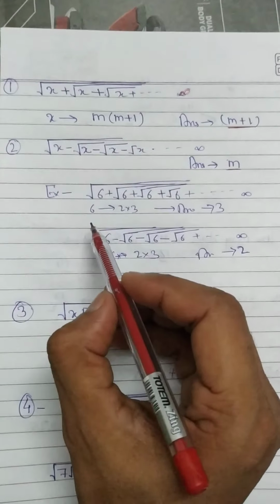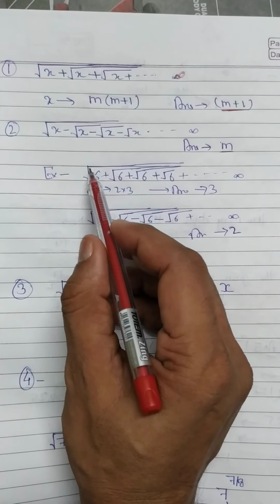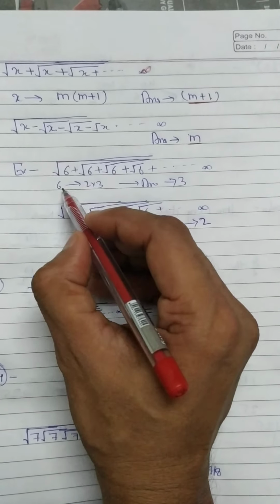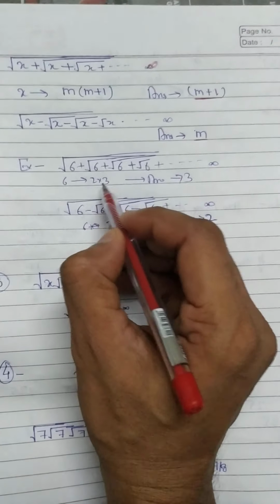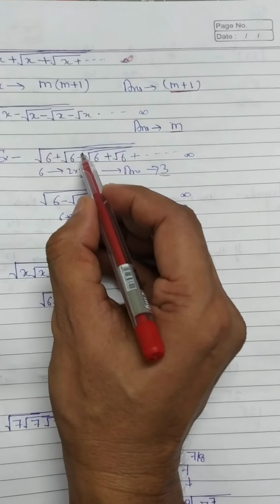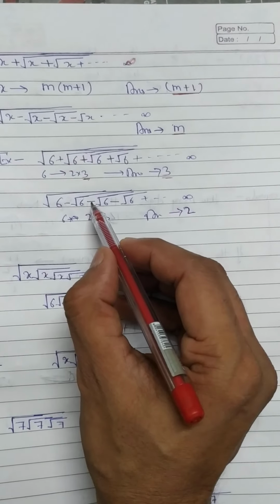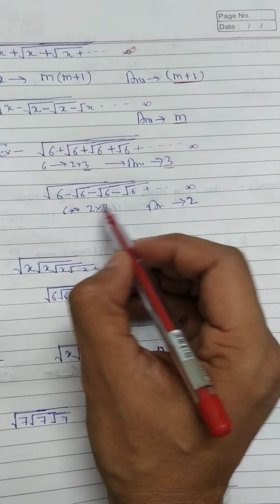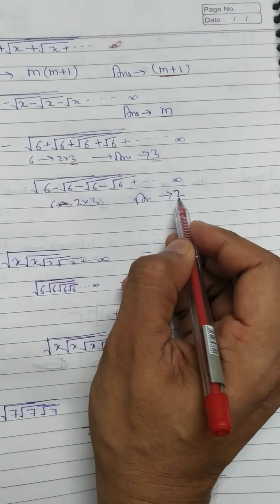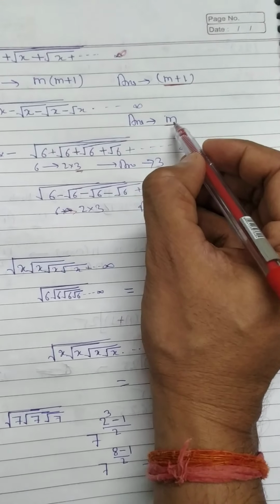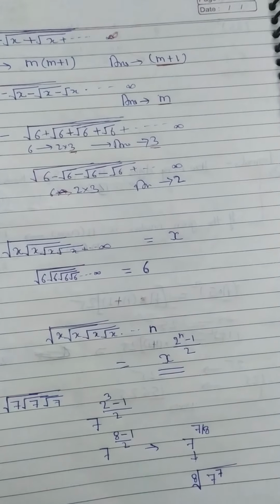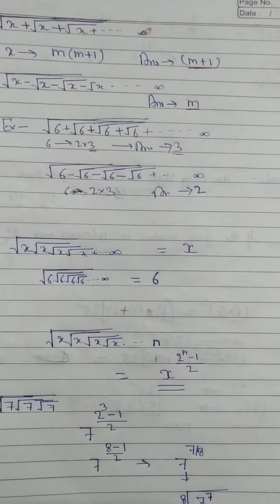Suppose we take one example. If they are given the expression under root 6 plus under root 6 plus under root 6, just take the factors of 6, which is 2 into 3. So the higher is 3. So our answer is 3, because there is the plus sign. If they are given the minus sign, under root 6 minus under root 6 minus under root, what is the higher value? 2 and 3. But our answer is 2, because for minus we take the lower value, and for plus we take the higher value of the factor. So very easy to calculate.